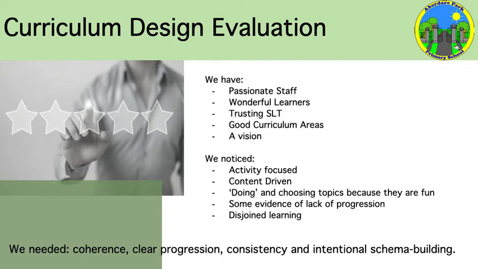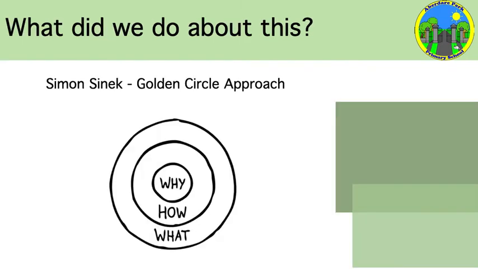And note the emphasis on the word doing. Sometimes progression was blurred. We were seeing some things taught in different year groups. And sometimes we had too many different schemes of work, which meant the learning became disjointed. So what do we do about this?